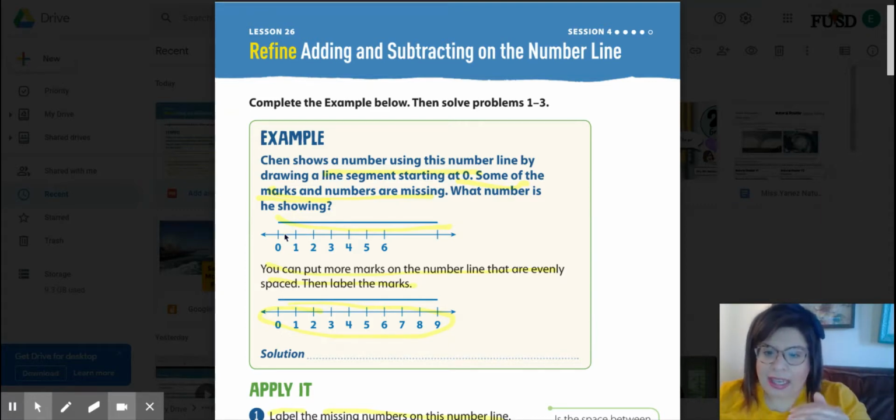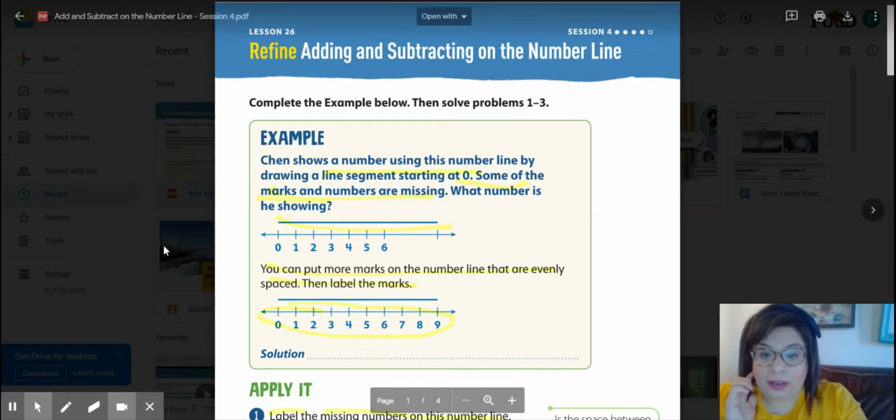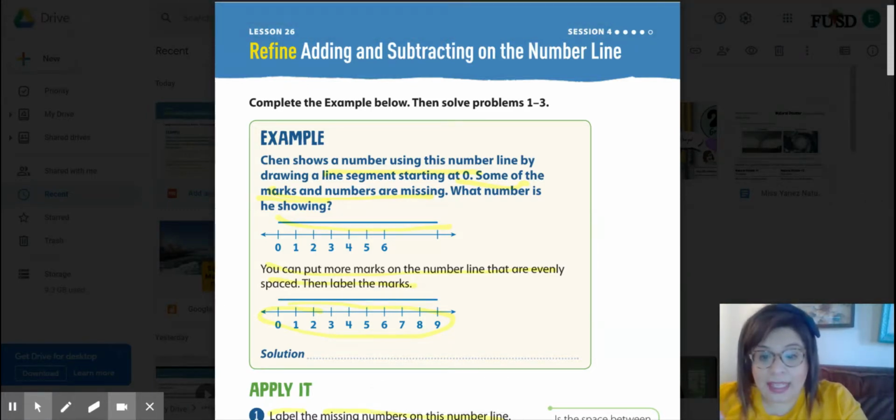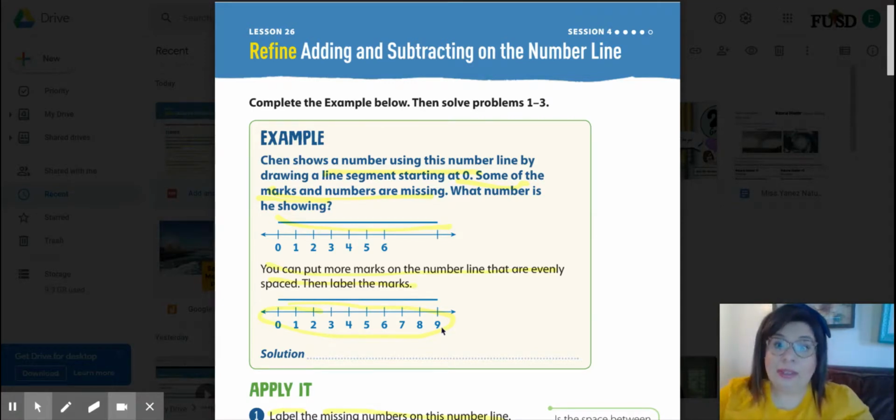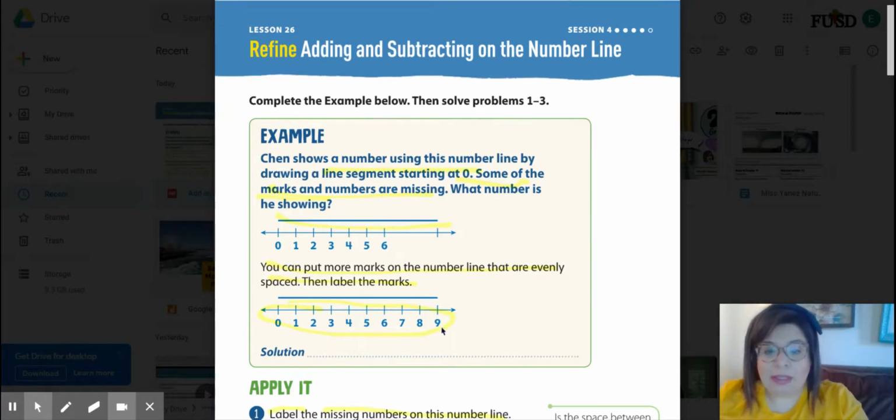And let's look at the next set of instruction. It says you can put more marks on the number line that are evenly spaced. So evenly means there's the same amount of space between the lines. Then label the mark. So let's look here. They stopped at 6, and we can see they're nice and even and spaced. So you start at 6, then 7, and then 8, and then 9. So he stopped at the number 9. So he had to really make sure that he evenly spaced his numbers on the number line. So the solution would be 9. He stopped at the number 9.